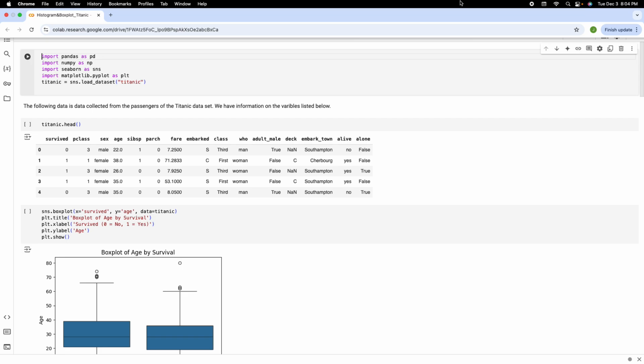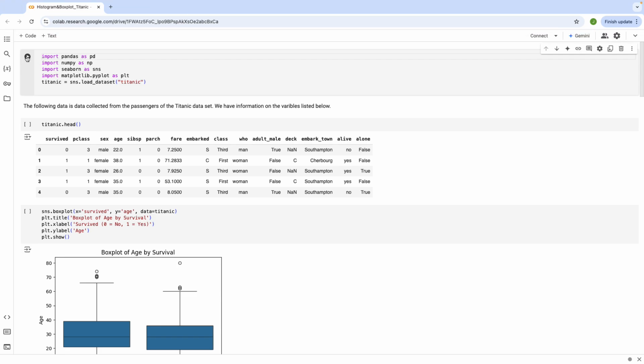Today we're going to be talking about box plots and histograms. The data set that we're considering today is on the Titanic. The Titanic has all of these variables, whether or not the individual survived or not, and we also have their age. Okay, so right here.